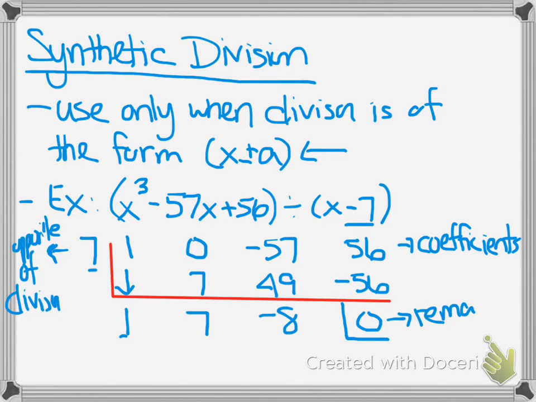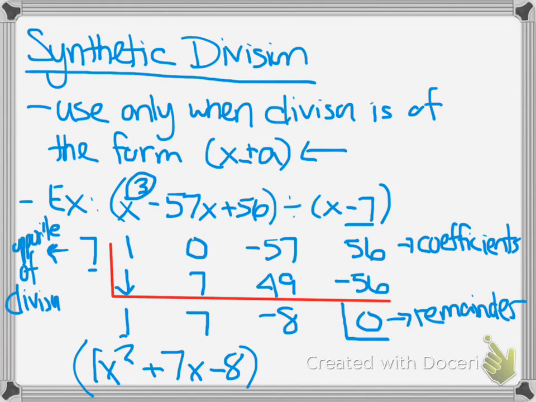The last column is our remainder. And these are the coefficients of the answer. Now the answer is always going to be one less degree than what we started with. So this is an x cubed. That means our answer is going to be a 1x squared. And then we just go down. Plus 7x minus 8. And since there's a remainder of 0, we don't have to show it.